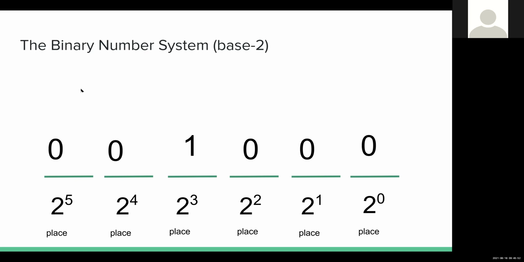This one's pretty trivial. It's just 2 to the 3rd times 1. That's all you're doing here. The rest have 0, so you're not multiplying anything. And let's suppose if it was 0, 0, 1, 0, 1, 0, then you would do 2 to the 3rd times 1 plus 2 to the 1 times 1, and then you would add the results. So that's all you're doing here.